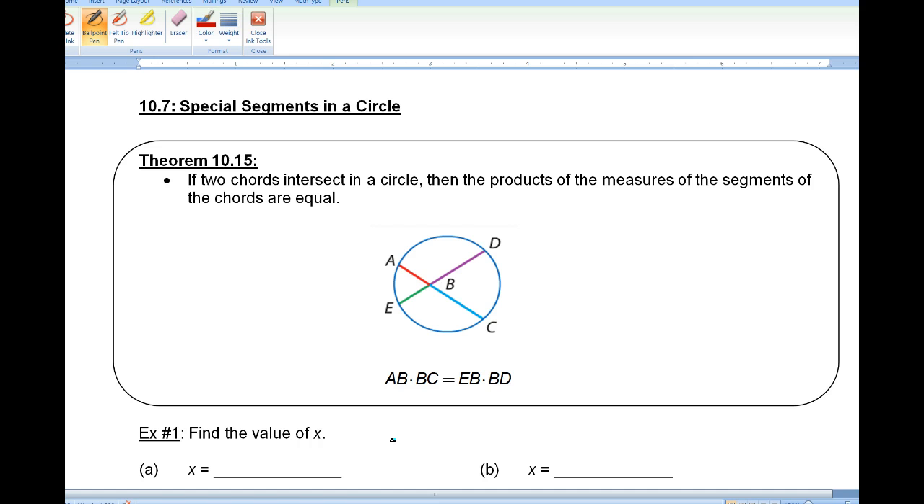If two chords intersect in a circle, then the products of the measures of the segments of the chord are equal. So you're just multiplying the ones that come from the same chord, like AB times BC is equal to EB times BB. It's kind of like 1 times 2 is equal to 3 times 4.